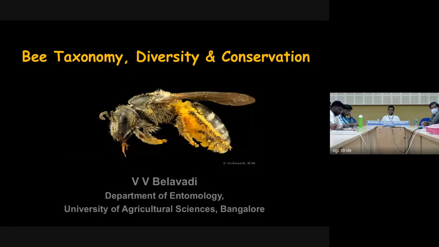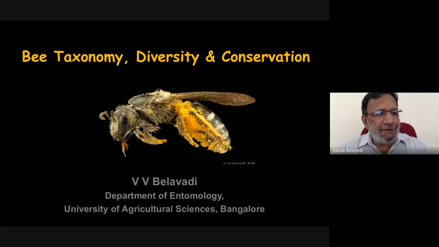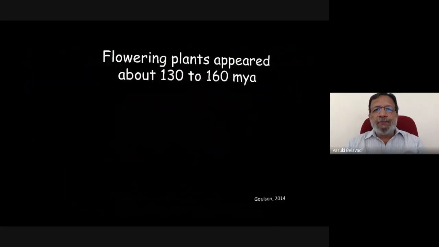Yes, sir. Okay. The topic that I was supposed to give in today's lecture is bee taxonomy, diversity, and conservation. I'll be speaking a little about how the relationship between plants and bees evolved in the first place, what the diversity of bees is in India and in the world in general, and why we need to conserve bees, and the main reason why we should concentrate on conserving them. So these are the things that I will be speaking on.